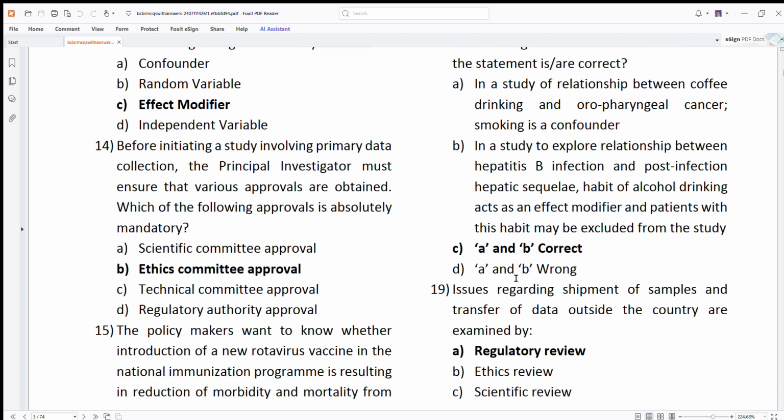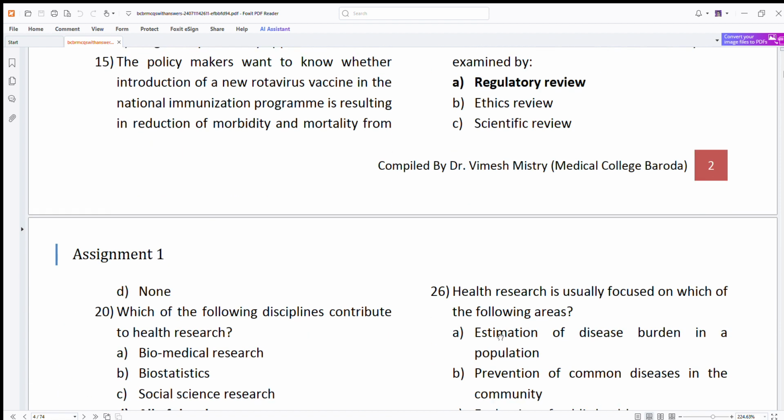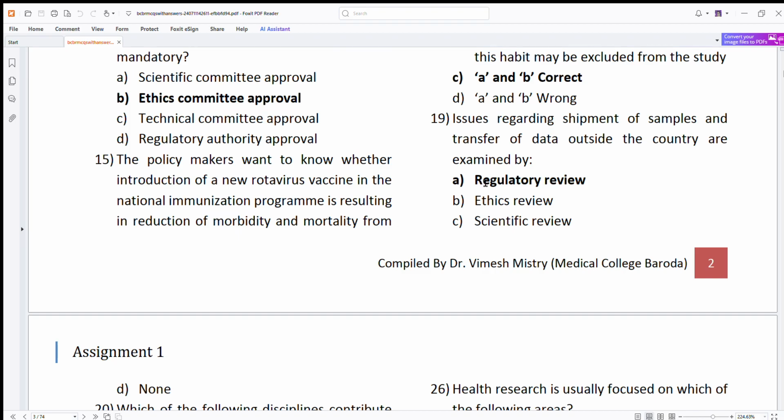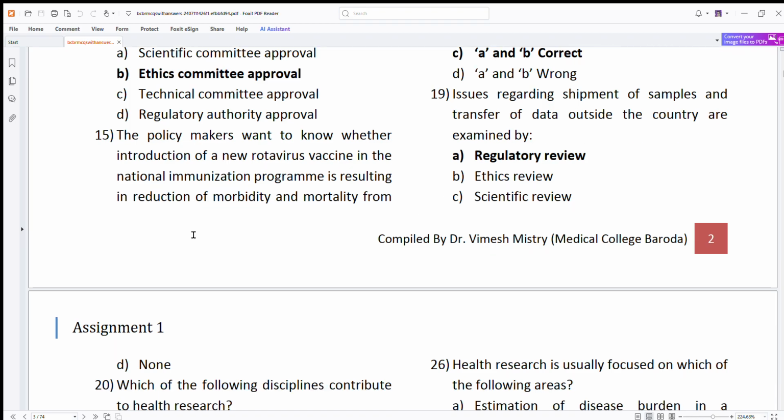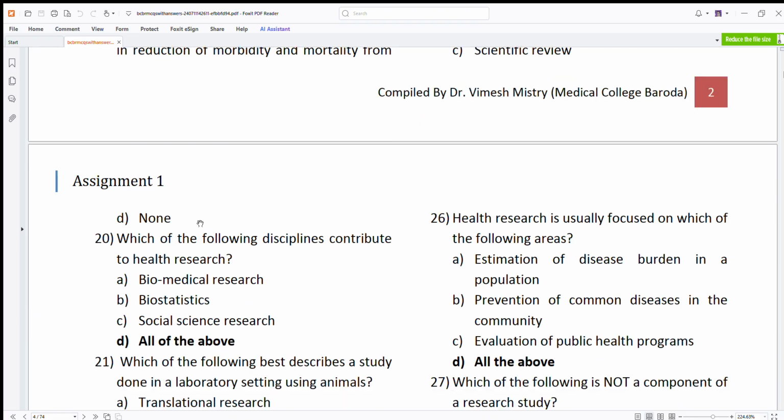Then the 19th question: issues regarding shipment of samples and transfer of data outside the country are examined by regulatory review. Please remember, any foreign funding, anything international, goes under regulatory review. The options were ethics review, scientific review, none. No, the answer is regulatory review. Just remember, anything at the international level will be seen in a regulatory review.